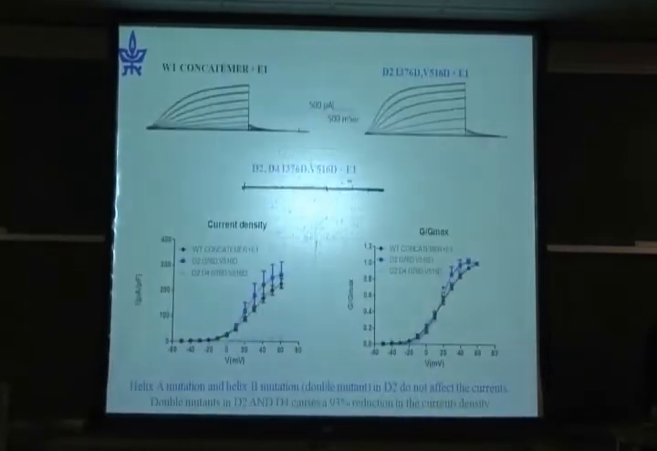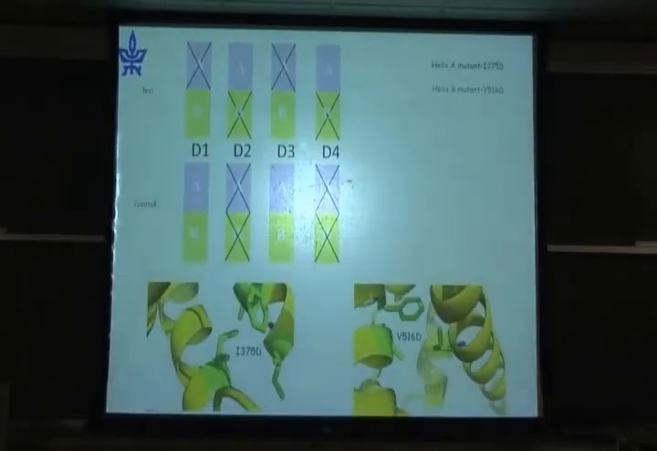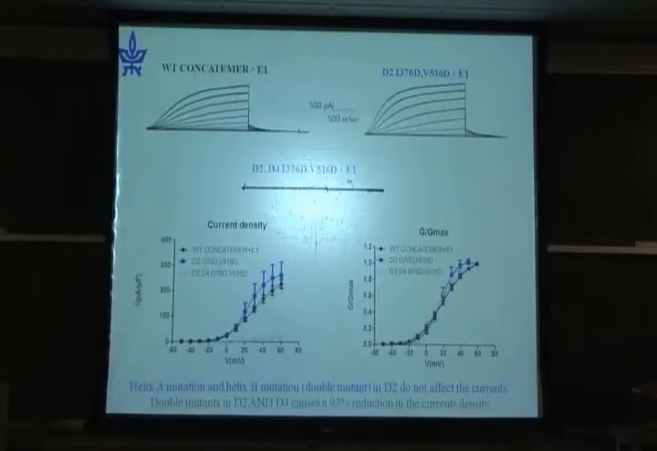And actually we could find that when we have this type of mutation, we knock down totally the current. Okay, we have no current. This is shown here, this is the IV, of the very little current. We have knocked down something like more than 90% of the current.